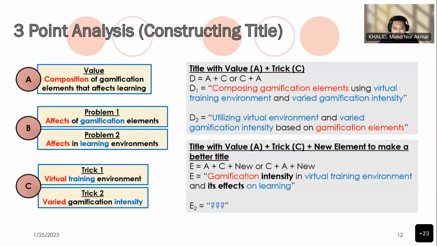and even better if you can incorporate something, let's say, new that you identify from this point, meaning that you combine A and C plus new. So that leads to the original title of the study, which is the communication intensity, and its effect on learning using virtual environment. So you can play around with this and try to identify the best title fit to the need of your study.